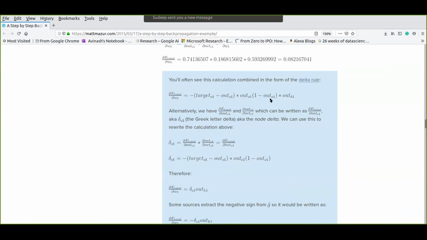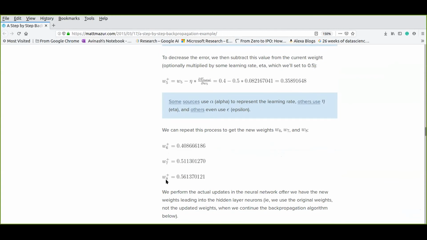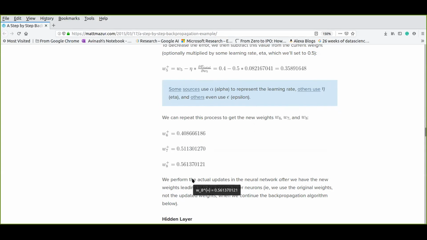So now we did it for one weight. So we did that for W5. Similarly, we repeat the same for W6, W7, W8. The process is going to be the same. It's just the same things repeated again.